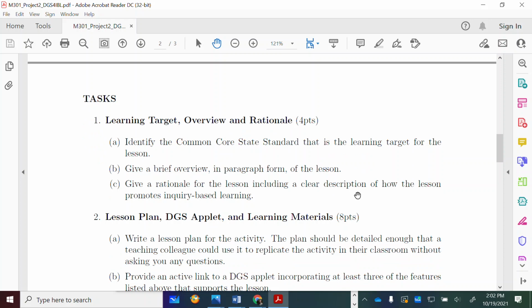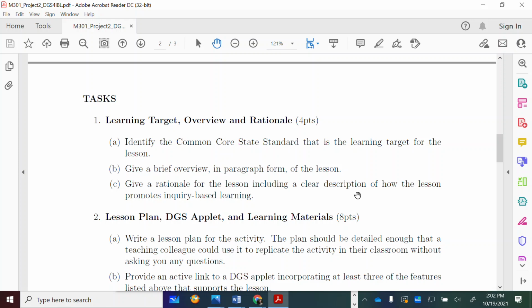First, what I want you to do is identify a Common Core state standard that's the learning target for the lesson, and give just a brief overview in paragraph form of the lesson. So what are you going to do? Just tell me briefly. And then give another paragraph that's sort of the rationale for the lesson, including a clear description of how the lesson promotes IBL.